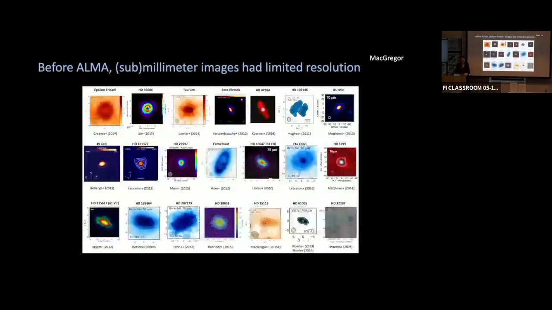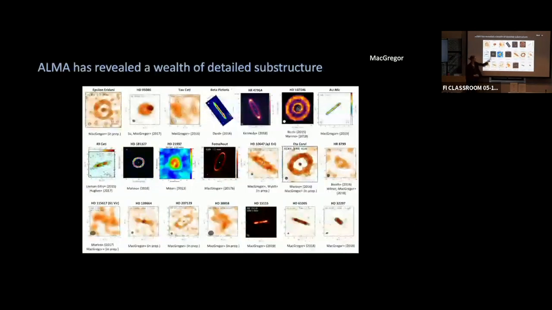So we can see that things that were weird blobs now have complicated ring structures. We see asymmetric features, eccentricities, warps, you name it. We see all sorts of structure in these disks, which has given us this kind of new realm of looking at planet formation and how planetary systems evolve and how planets actually sculpt the material that they're forming out of.